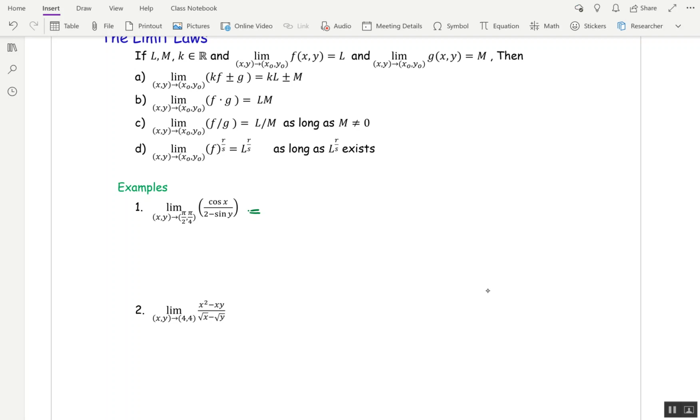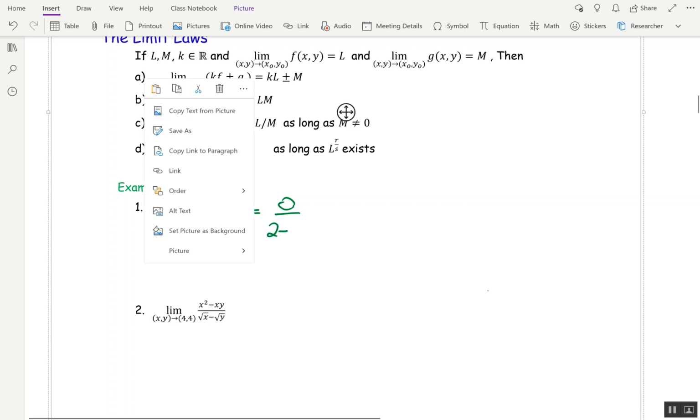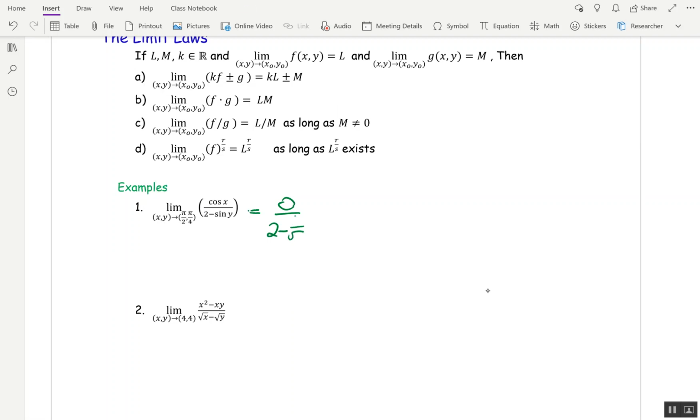So let's see, cosine of pi over 2 is 0. Now, as long as we don't get a 0 in the denominator, we're going to be good. 2 minus sine of pi over 4 is 1 over root 2. And so I don't know what that number is, but I know it's not 0. So 0 over a non-zero number is 0. That's my limit. Nothing bad happened.